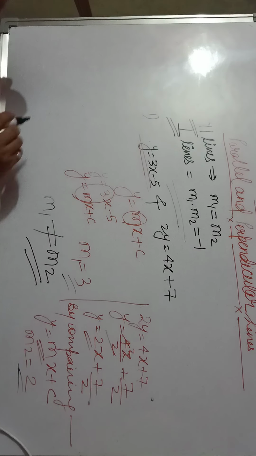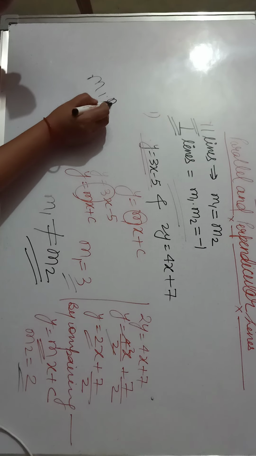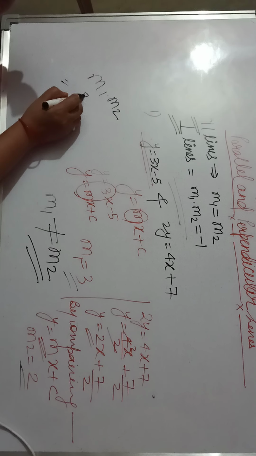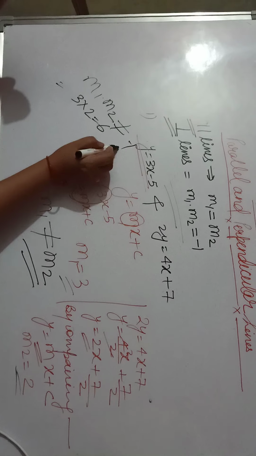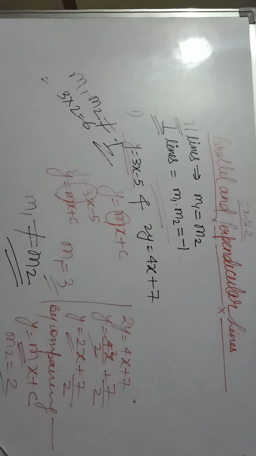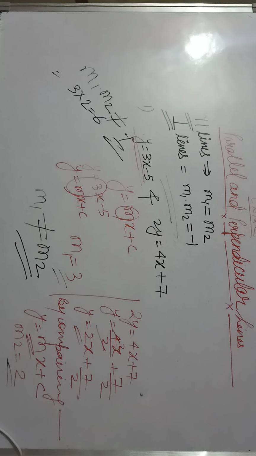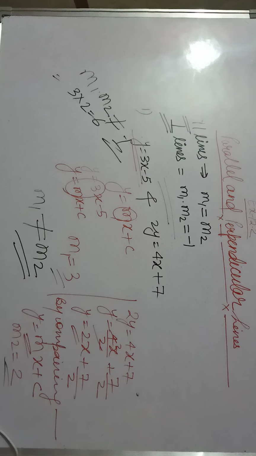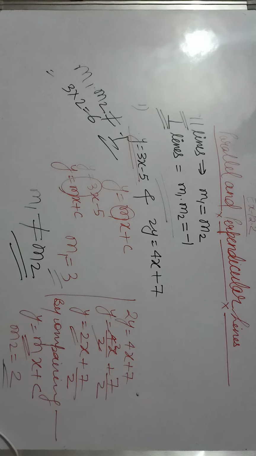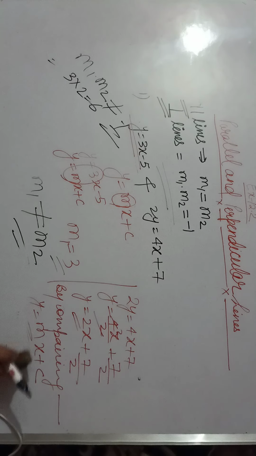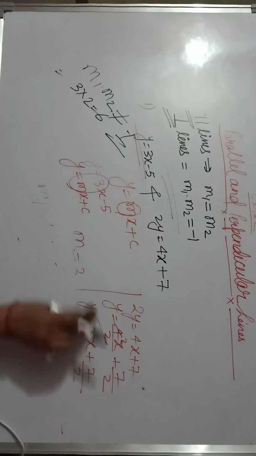We can check the product m1 into m2. It is 3 into 2, which is 6. It is not equal to -1. It means that it is not perpendicular. So like this we can check whether the lines are parallel or perpendicular. Let's take the next example.